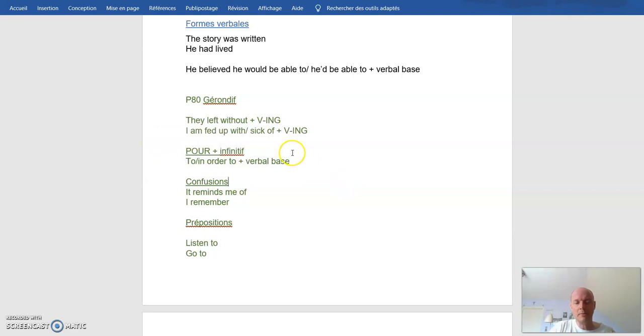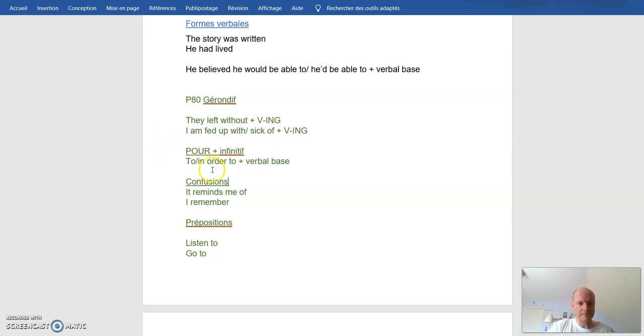Another common mistake that we find, and I've mentioned this to you a number of times this year: how do you translate pour, afin de, you know? And so we've got two examples here. We've got to, we've got in order to. So you choose which one you want to use, but don't forget to put the verbal base afterwards. To go, in order to go, for example.